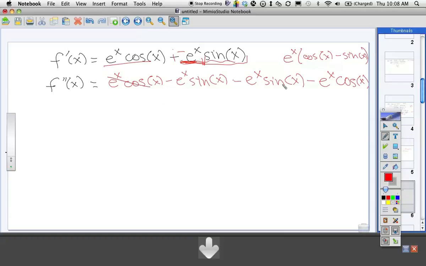All right, now a few nice things happen here, so it's not as bad as it looks. Those cancel out, and we end up getting negative 2 e to the x sine x equals 0. I think I did that right, didn't I? Okay, I think that's right. So now this part here will never equal 0. So the only place we have to look is where sine x equals 0. And that's at what? 0 and pi. Okay? Now that's interesting.